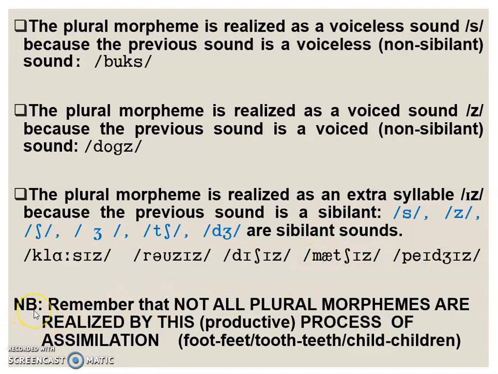Nota bene, pay attention. Not all the plural morphemes are realized by means of assimilation. And this is something we'll analyze next class. Just think of the plural of foot. It's feet. It's not foots. The plural of tooth is teeth, not tooths. Child, children. It's not childs. So, we'll come back to this later on.